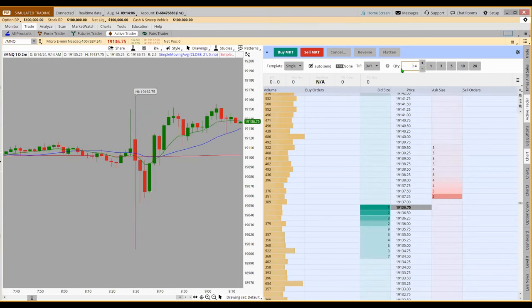So what you want to see here, this is the first area of support, right? This is the second area of support. Yes, Vina, very expensive roller coaster. So these are the two major levels of support. Then you have another level of resistance right here. Typically, if you break the first level, you also have the 19,000 here.